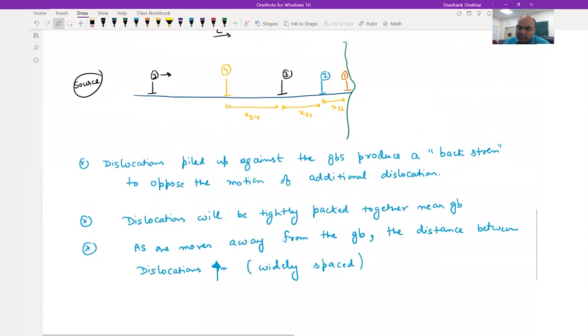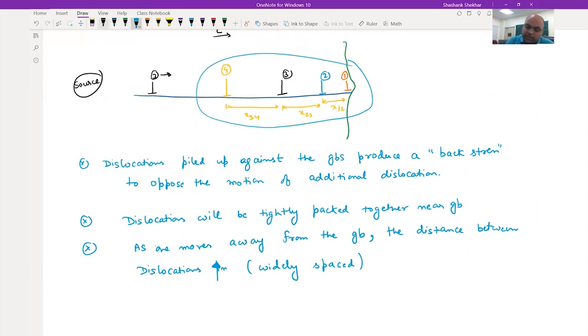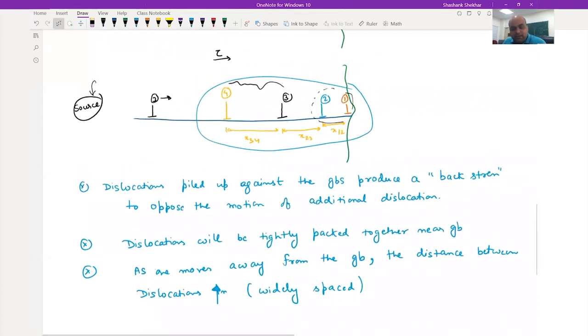So you can clearly see here, if I talk about these four dislocations, near the grain boundary, dislocations one and two are tightly spaced. And as you move away from the grain boundary, you can see that the dislocations are widely spaced, and your source is here. So there will be n number of dislocations, right? It's not only 1, 2, 3, 4. There will be lots of dislocations piled up at the obstacle. This obstacle in this case is the grain boundary. And mind it, the dislocations are moving because we have already applied a stress. So there is an application of stress also, and because of that, dislocations are moving on the slip plane. Okay.